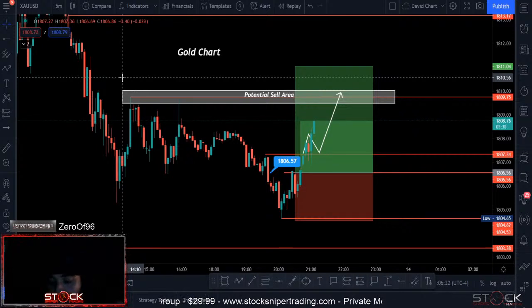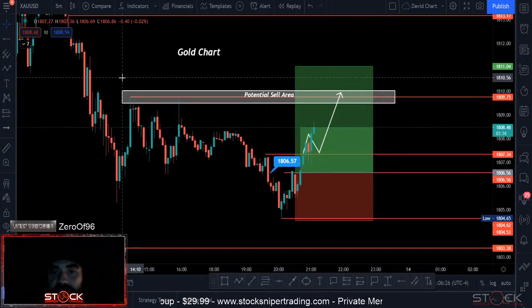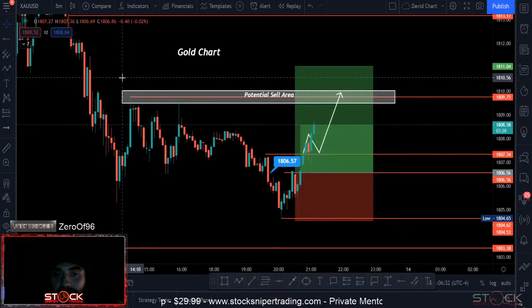I'm going to personally take half profit, and then we're going to see pretty much what's going to happen here, if it's going to continue or if it's going to get into the sell-off area right here.